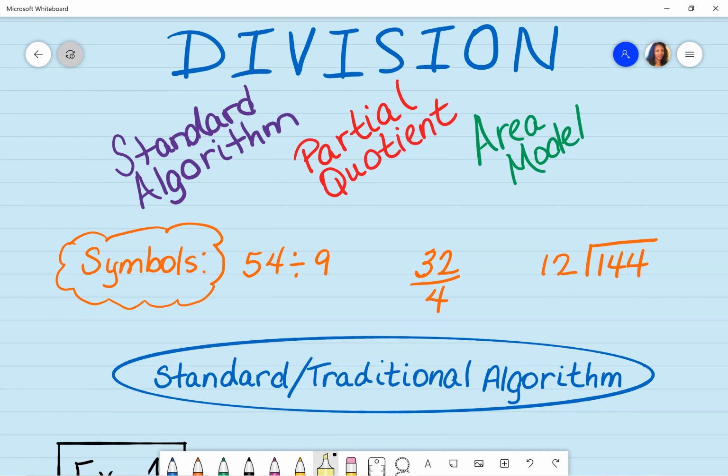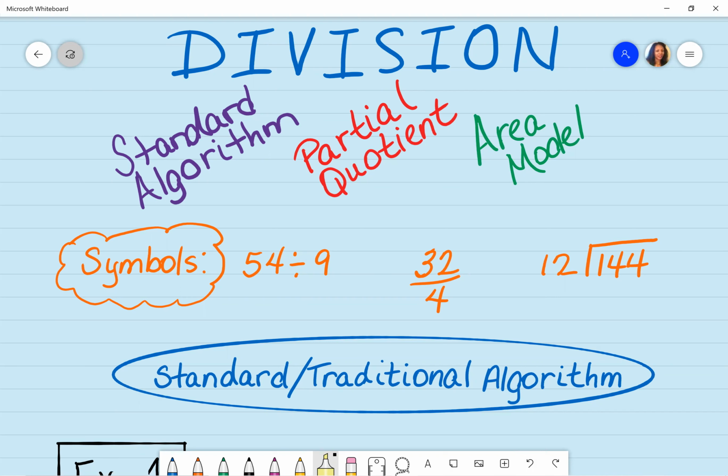So there are several ways that you may see a division problem shown, and I have represented it here using symbols. Can you help me read those? Sure. So that would be 54 divided by 9, and then that would be 32 divided by 4. What about the next one? And then the next one would be read 144 divided by 12.